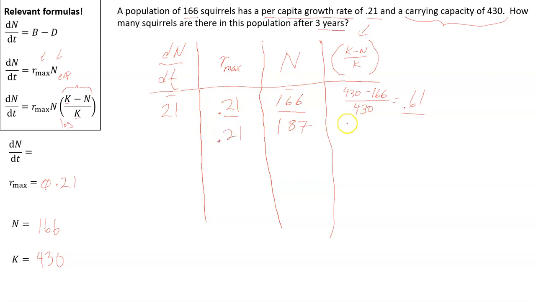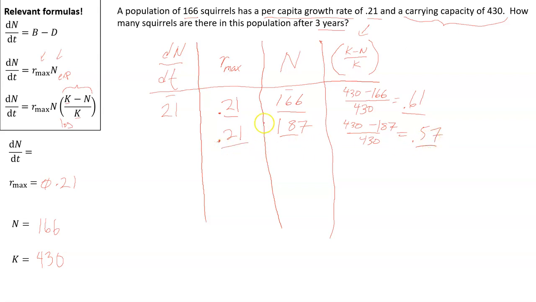Last thing we need to do is this problem right over here. So 430 minus, now keep in mind, with each generation, N changes. So your K minus N is also going to change. Minus 187 all over 430. Let's calculate that out. All right, 430 minus 187 divided by 430. It's going to give us around 0.57, somewhere in there. Close enough.